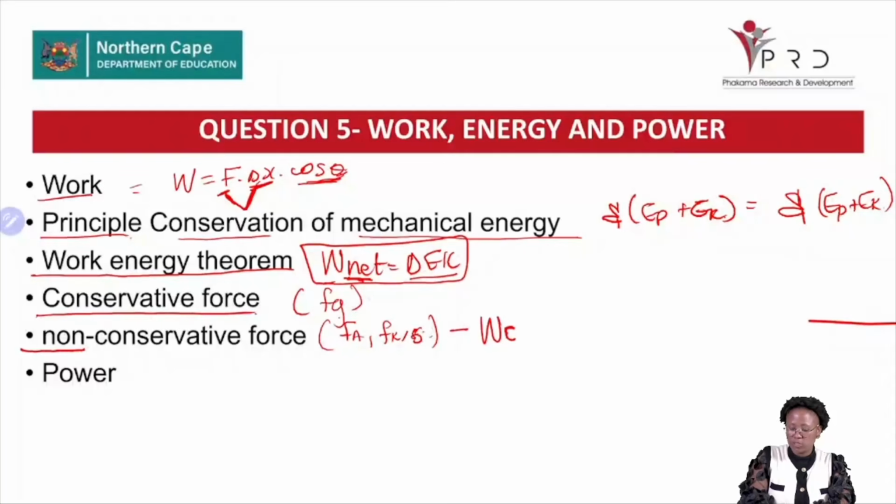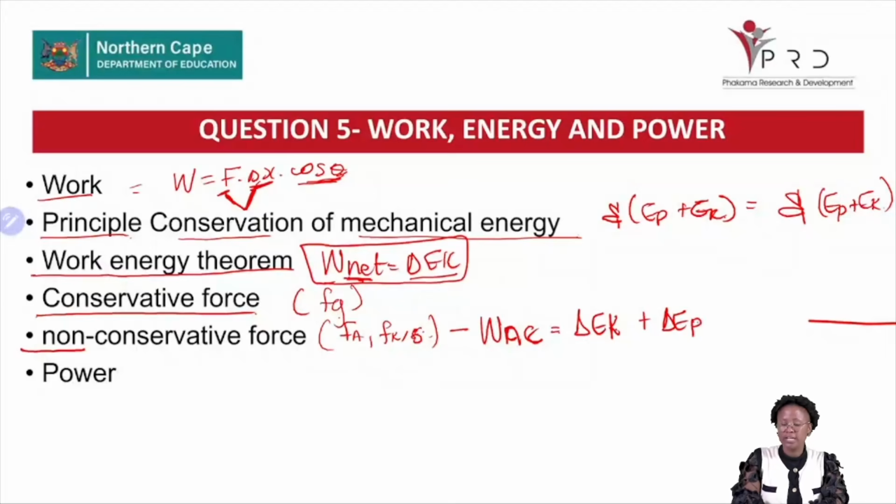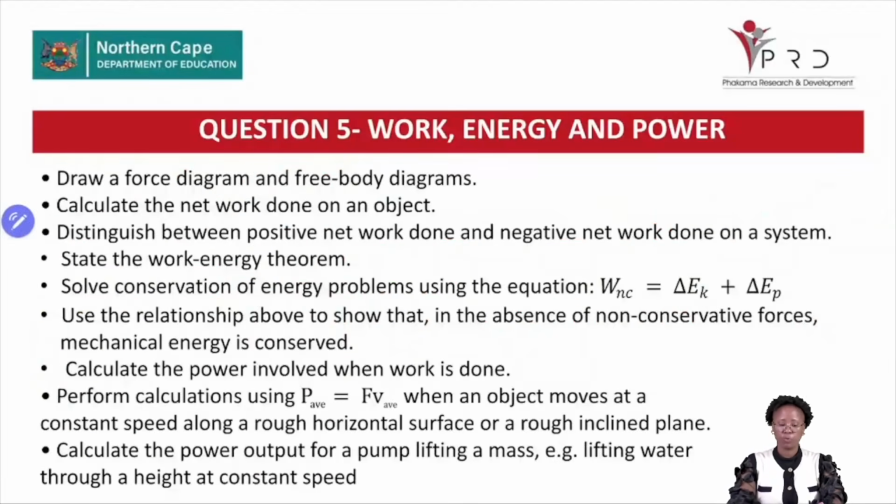What is it that you need to remember? The formula associated with non-conservative force is that the work done by non-conservative forces equals the change in EK plus the change in potential energy. Remember, EK is kinetic energy and EP is potential energy. So as long as you know the definition, you know which formula to use. The next one is to define power. We define power as the rate at which work is done, and there are so many formulas associated with power that you need to know. I'm not even going to write them down.